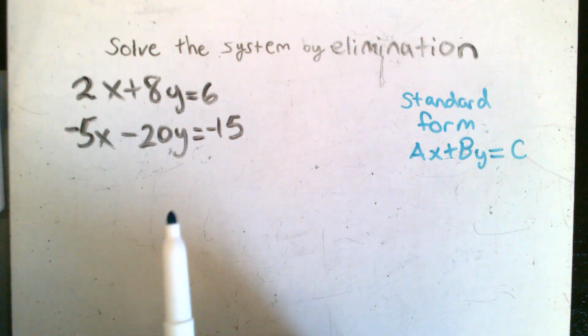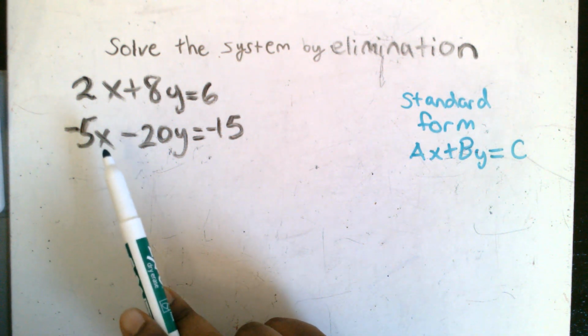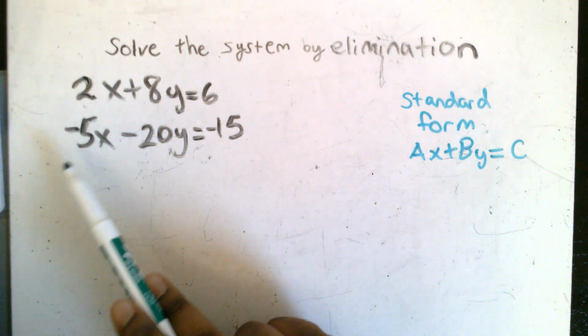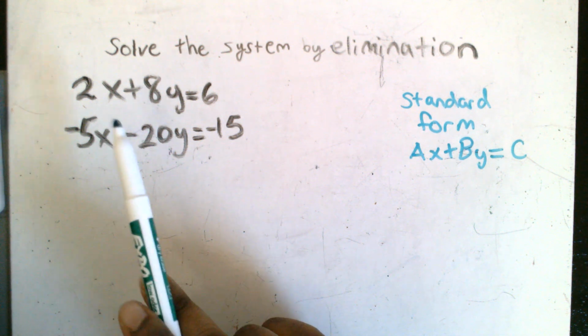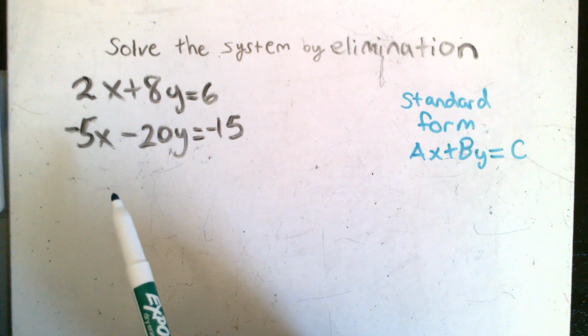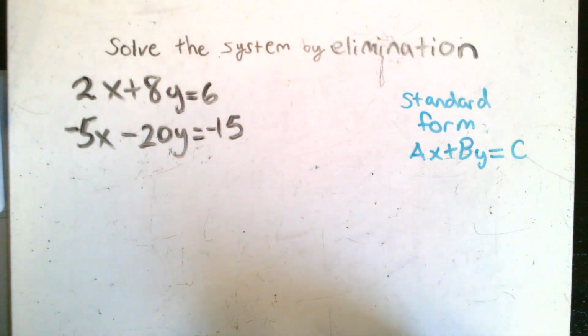And so solving by elimination, you want to get rid of one of your variables in terms of having opposite coefficients. So one being positive and one being negative of the same number. Now, with this system here, that's not the case. So we're going to have to either reduce or multiply to change it so that they can cancel out. And with that being said, believe it or not, both of these equations can actually be reduced.